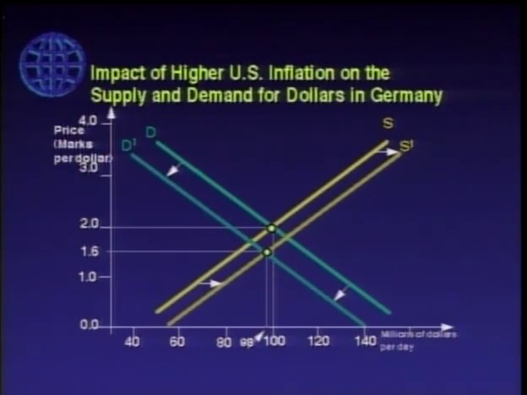In terms of fewer U.S. goods being bought, the demand for dollars declines. We see that with a leftward shift in the demand curve. So fewer U.S. goods being bought, less demand for dollars. And then more German goods being bought, so therefore the supply of dollars to pay for those German goods increases. So that's shown by a rightward shift in the supply curve. So the combination of the shift in the supply curve and the demand curve mean that the value of the dollar goes down as a result of higher inflation in the U.S.